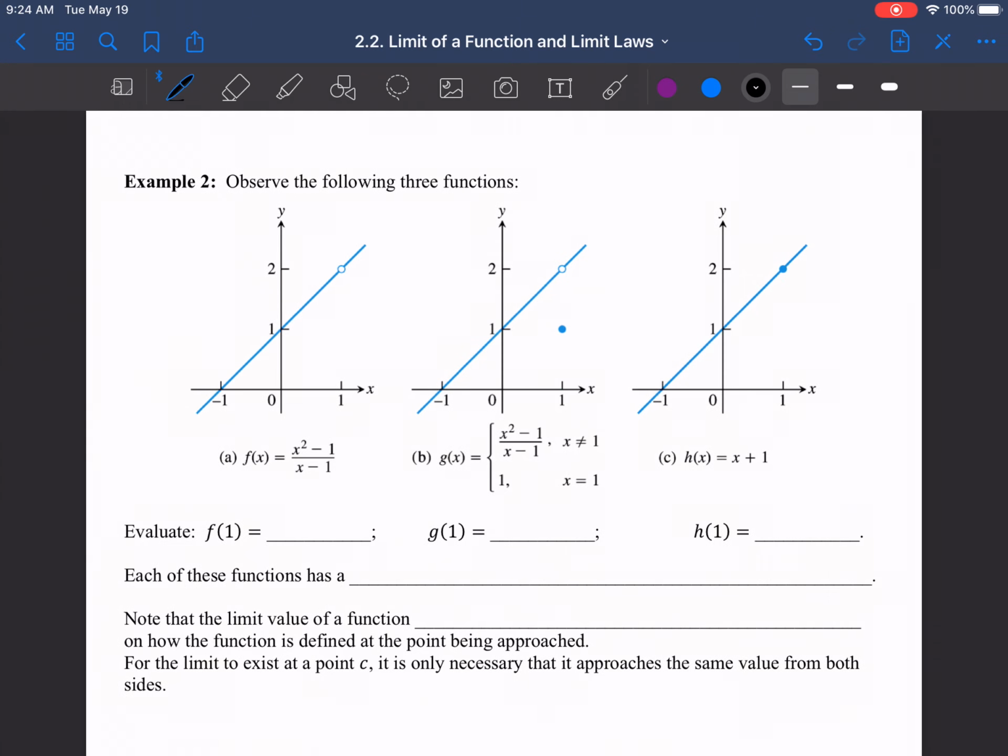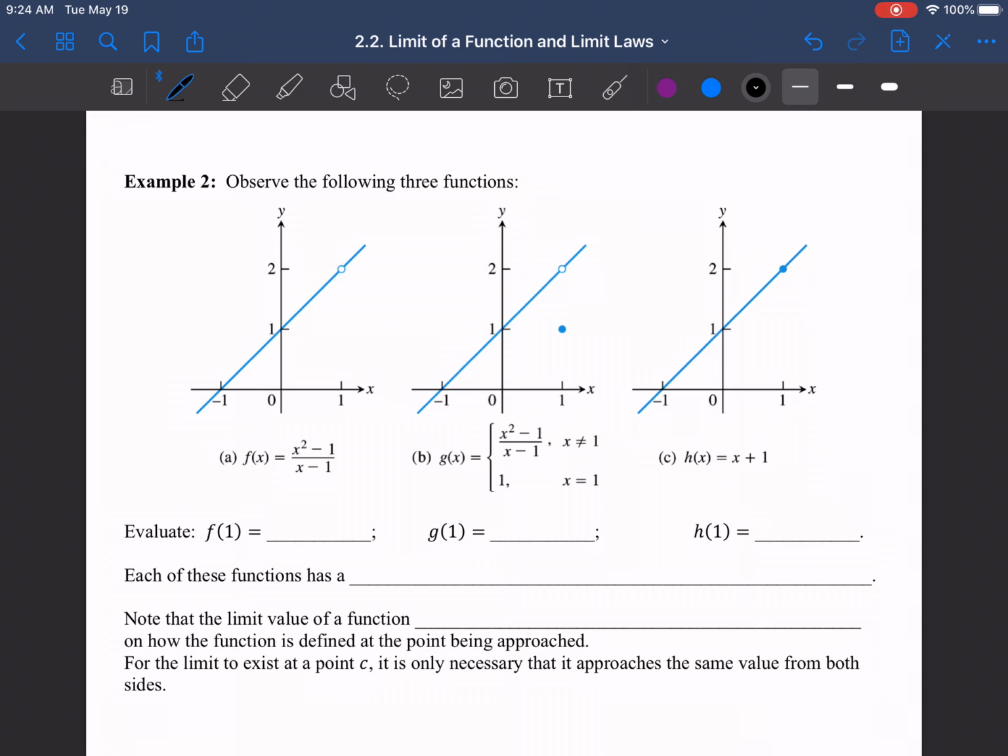All right, so let's take a look here. Observe the following three functions. Here we've got x squared minus 1 over x minus 1. We've got a piecewise function here, x squared minus 1 over x minus 1 whenever x doesn't equal 1, and it equals 1 when x equals 1. And then we have just plain old x plus 1.